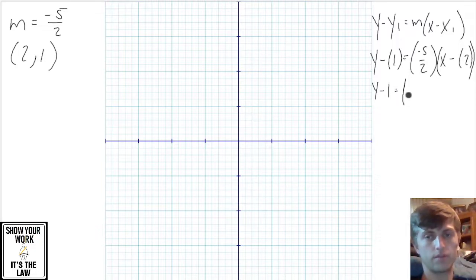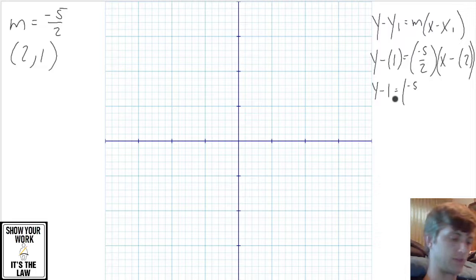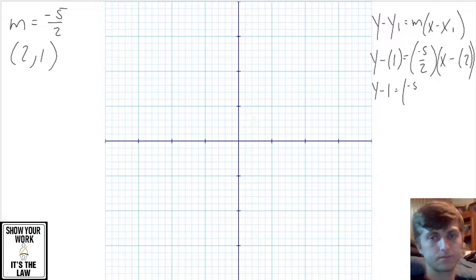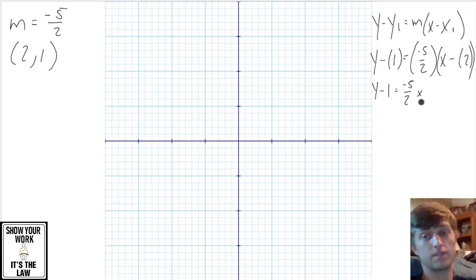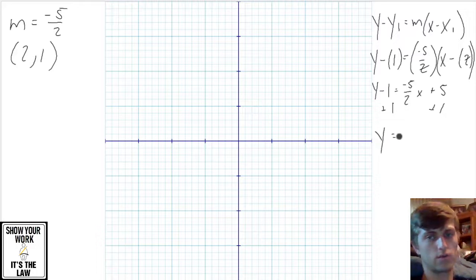On the right, we can't simplify, so we go straight to distribution. -5 over 2 times x will just give us -5 over 2 x, and then -5 over 2 times -2. The negatives cancel, we're just left with 5 over 2 times 2, where the denominator will cancel out, and that will give us +5. And now to get y by itself, we just add 1 to each side. That'll give us y equals -5 over 2 x plus 6.